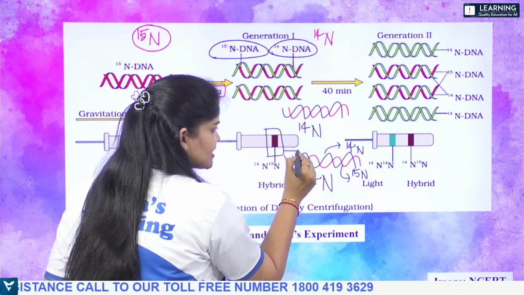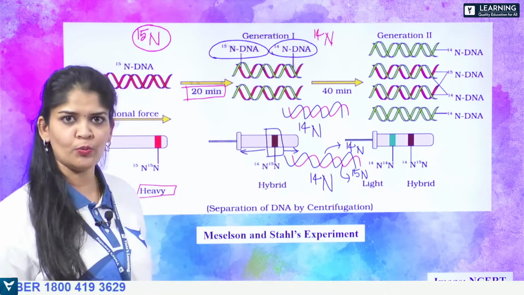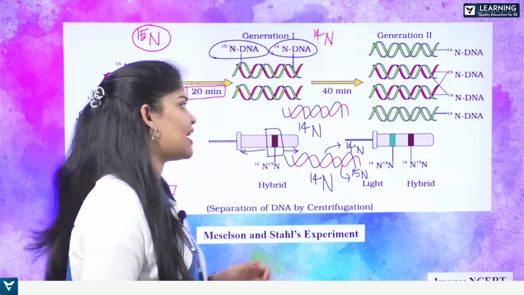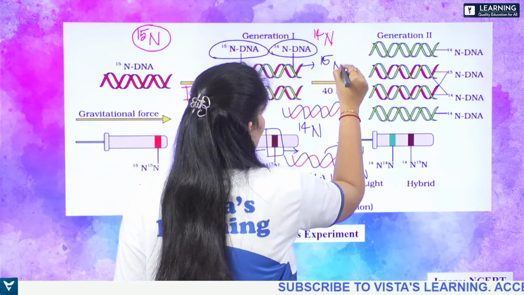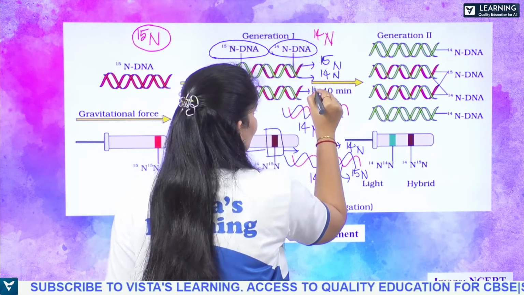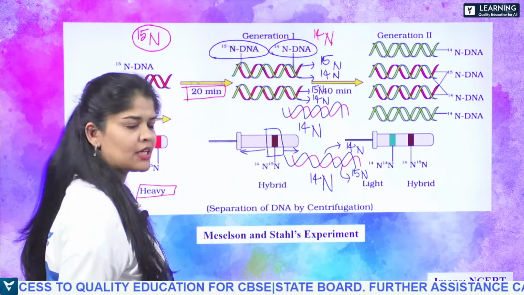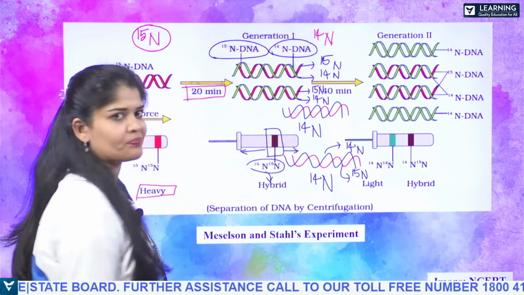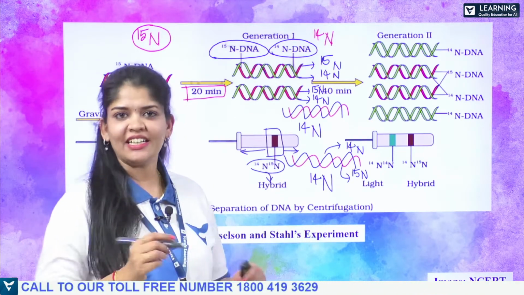It is not towards the bottom, nor towards the top of the centrifuge tube, but instead we'll get a band which is formed in between. That means it is a combination of N15, N14, N15, N14, right? So N14, N15, it's a hybrid band, hybrid DNA or intermediate DNA.